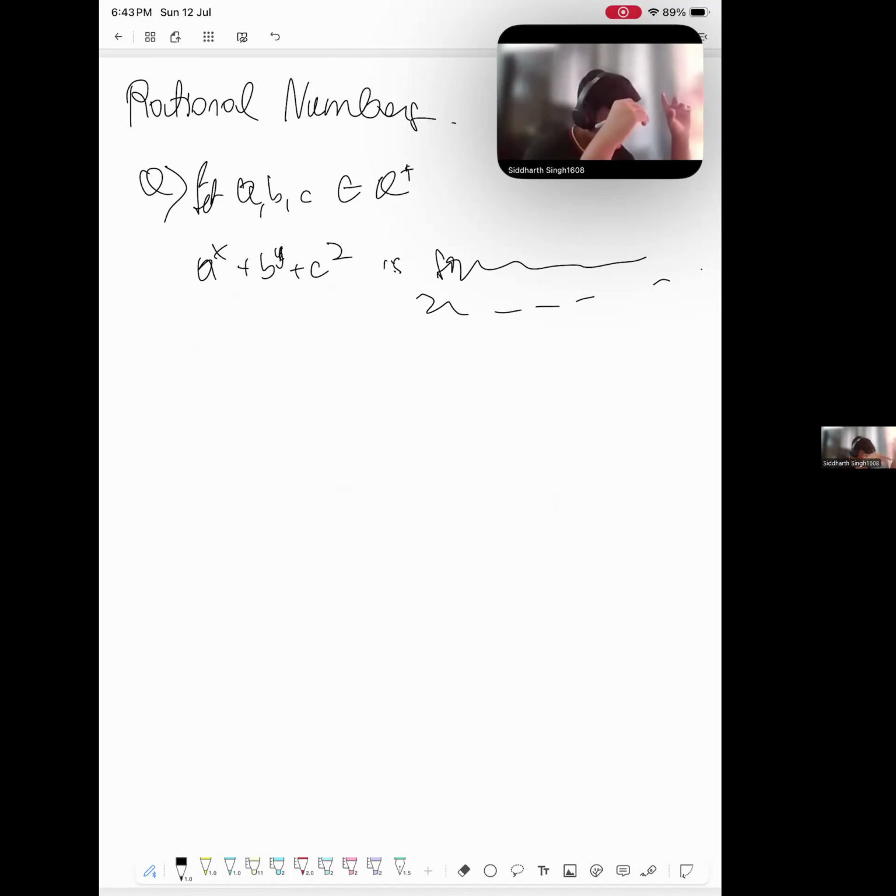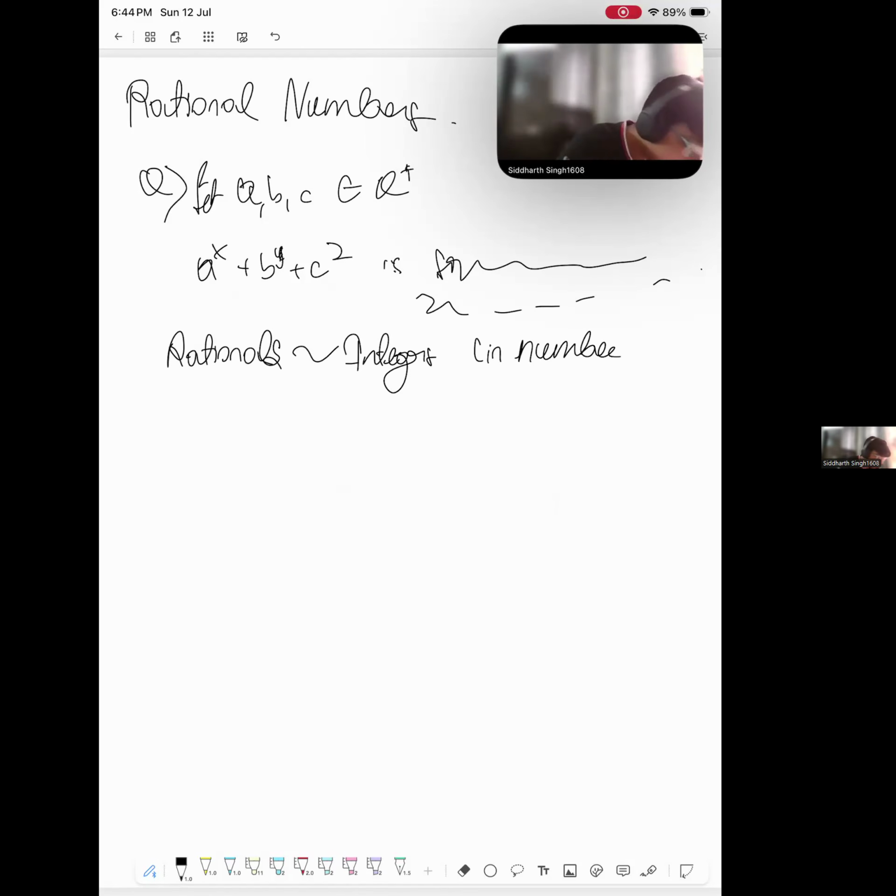The point I'm trying to make is that in number theory, rational numbers basically behave like integers. There are a few exceptions, but in modular arithmetic they basically behave like integers. So rationals are basically integers in number theory. This is a very key realization to have. Sometimes problems give you things in terms of rationals instead of integers.